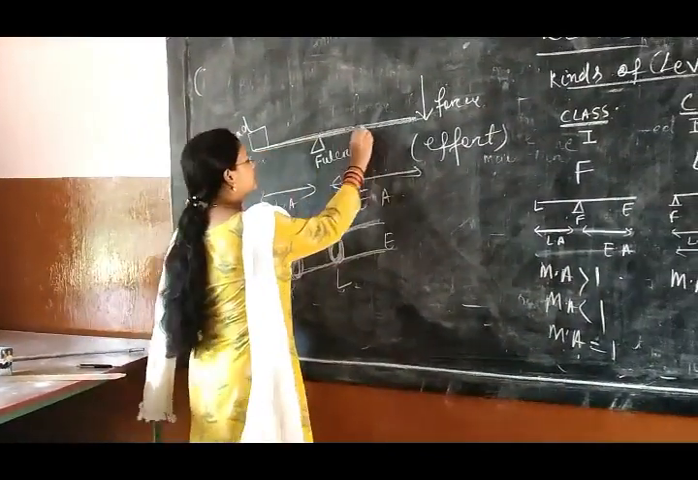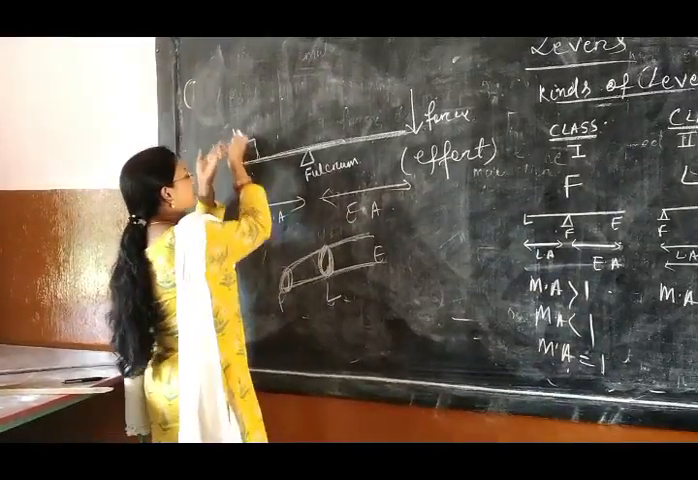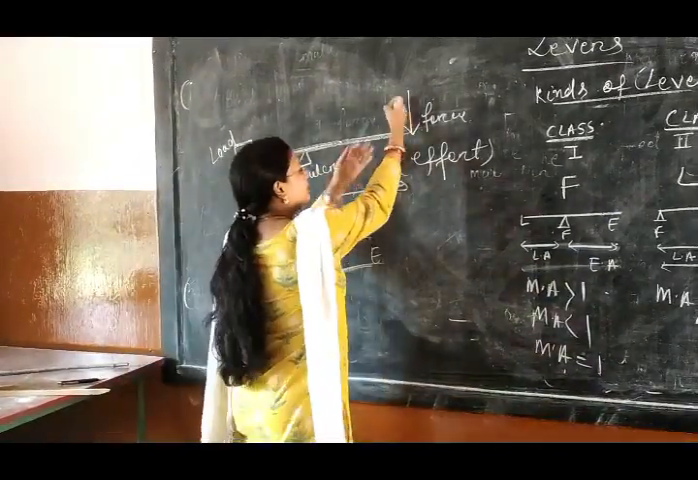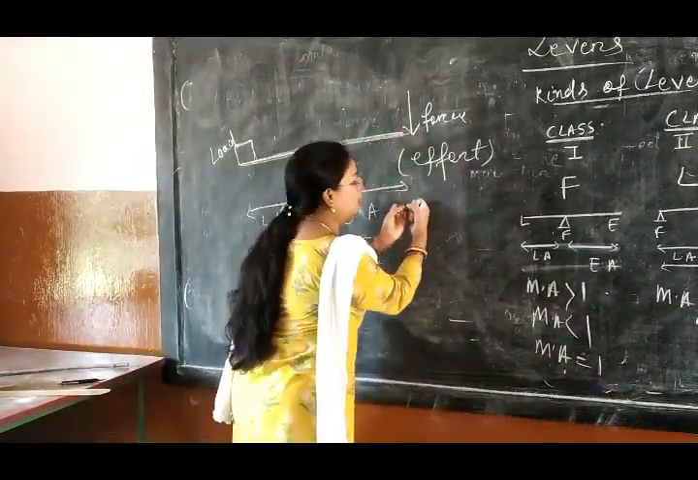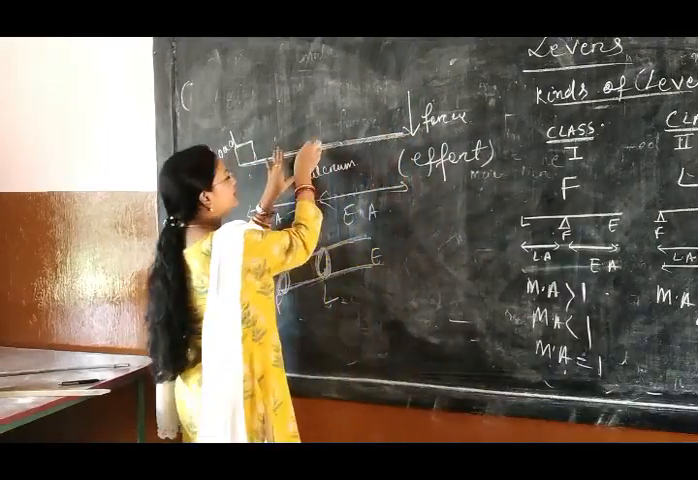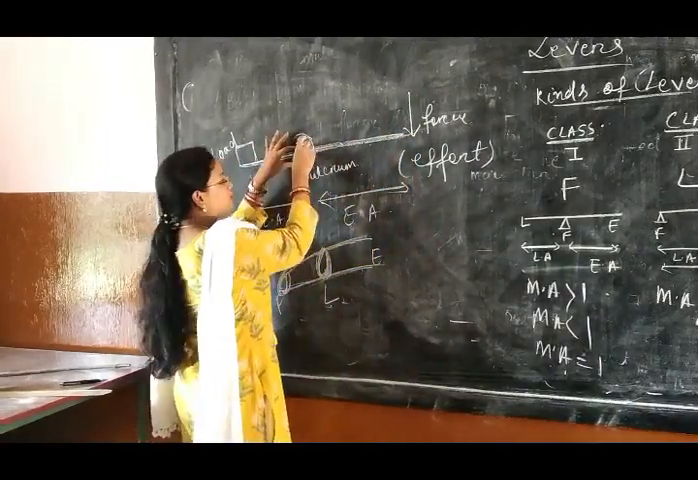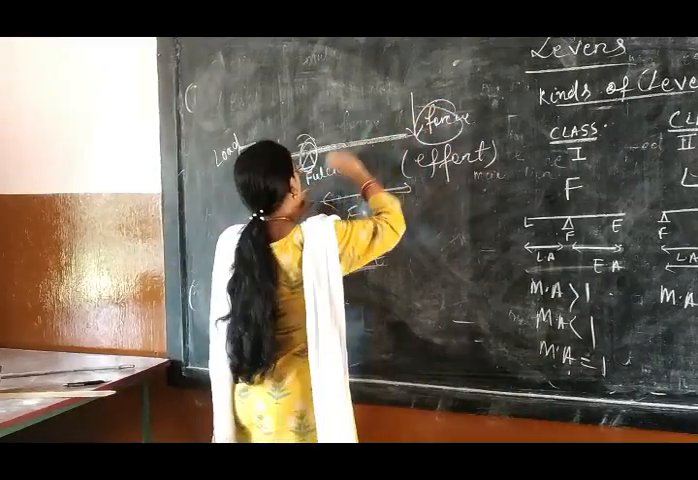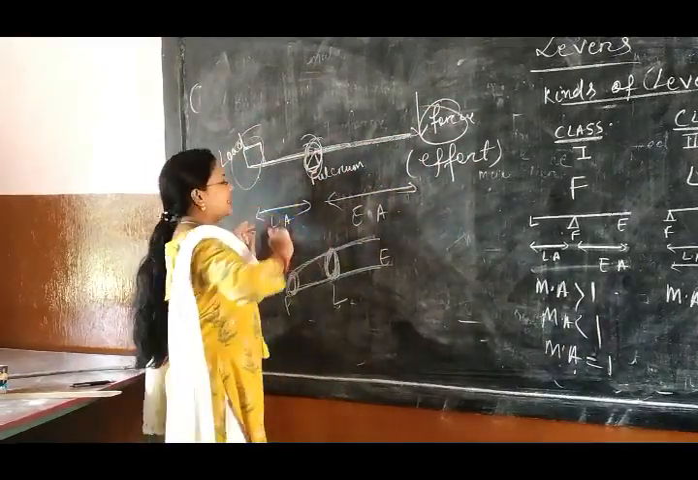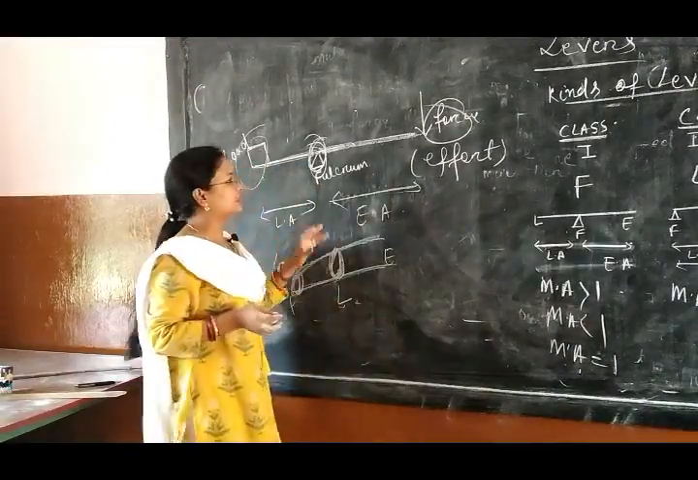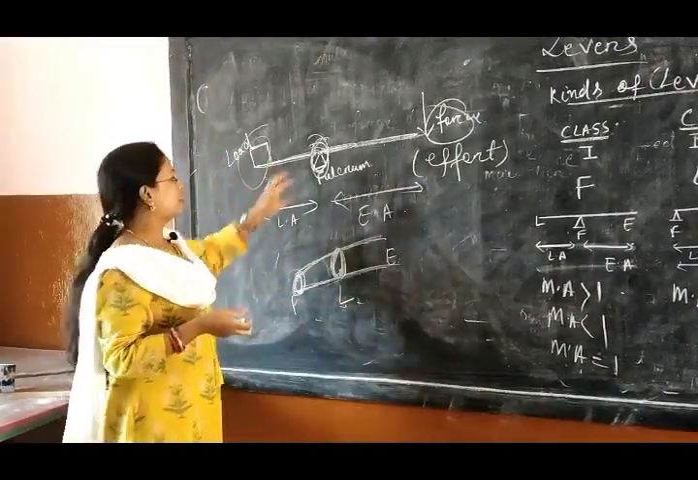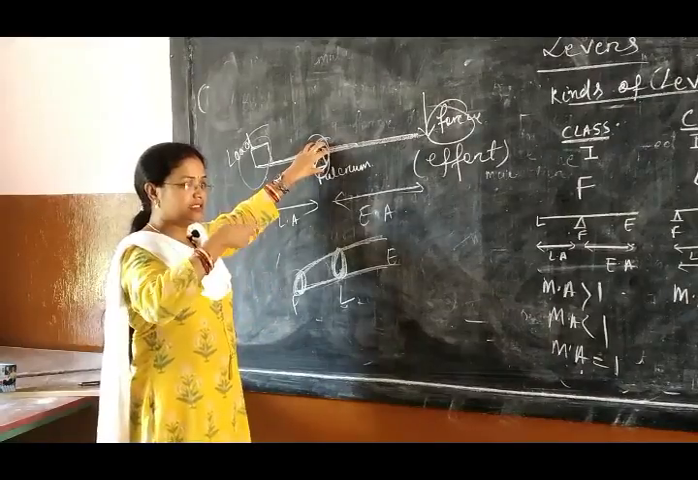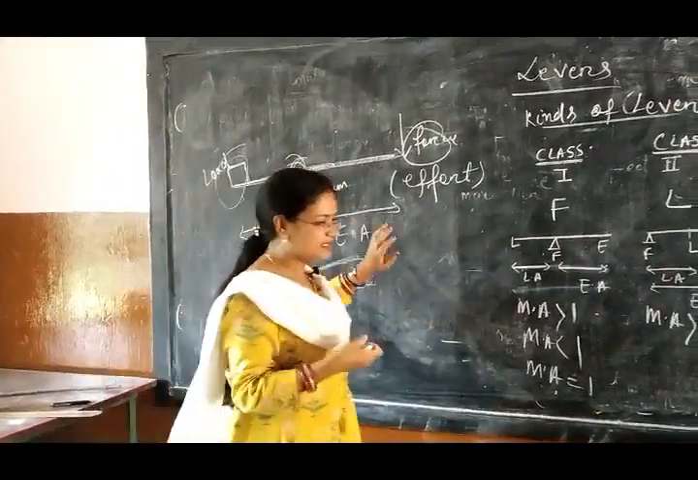Suppose this is the load, and I want to lift it, so I give the force here in the downward direction. This is the point of rotation, which is known as the fulcrum. So this is your effort, fulcrum and load. The fulcrum is the rotation line.